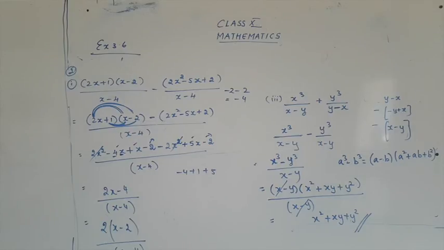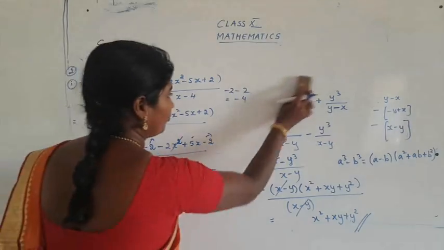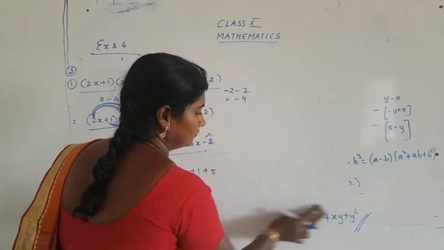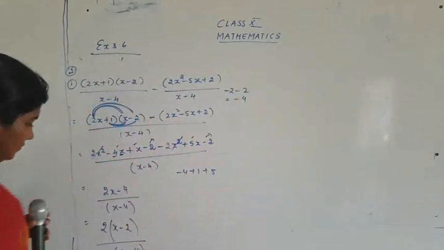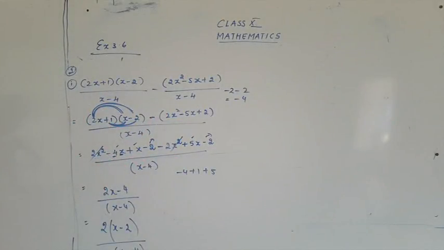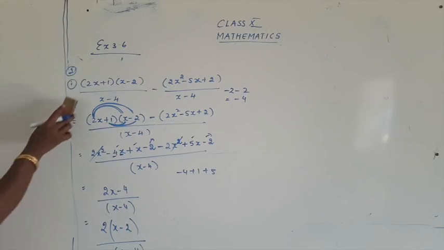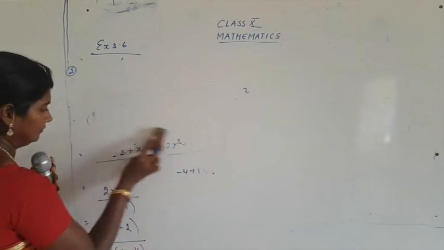Okay, now let's go for the second subpart. 4x upon x square minus 1 minus x plus 1 upon x minus 1. Have you taken down the sum, children? Okay, take down the second subpart.